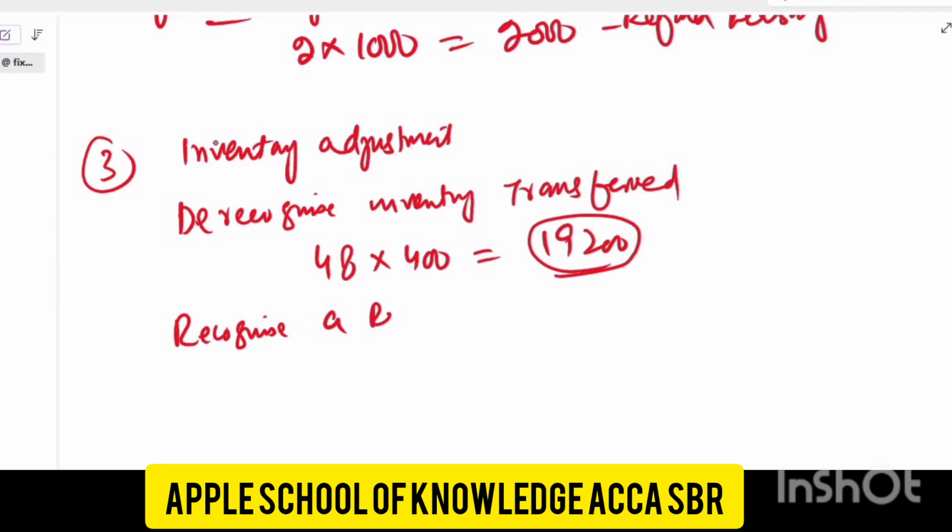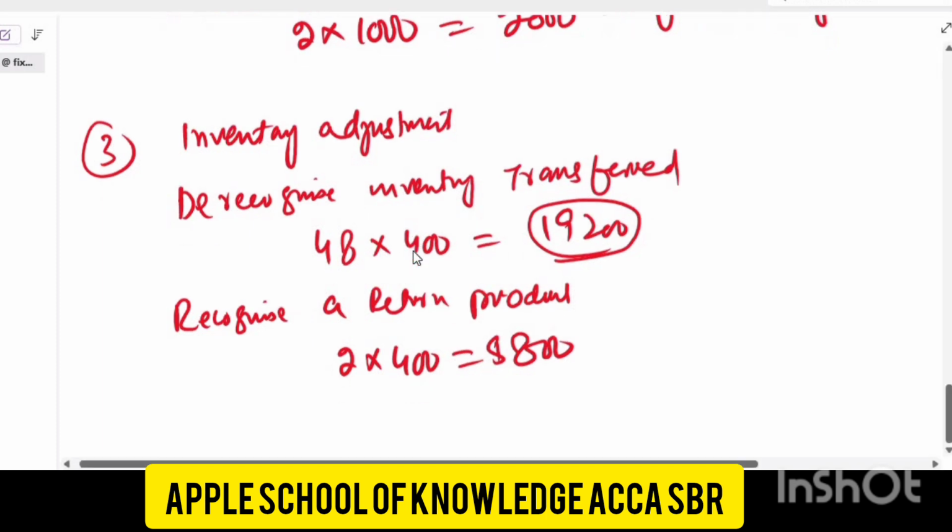a return product, and I discussed that will be on cost. So it is expected that return will be 2 products, so 2 multiplied by the cost 400, and it will be $800. So this is your inventory adjustment. Clear?